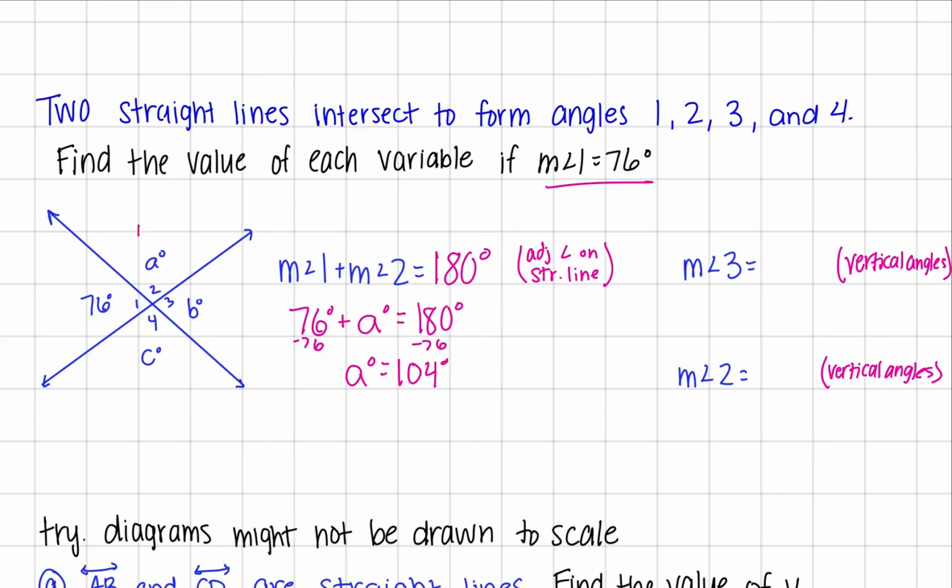Okay. Now I'm going to write this over here because if we look at our diagram, we can see vertical angles like this says. Vertical angles. Okay. So in vertical angles, what do we know about the measure of angle 3? It's going to equal the measure of angle 1. Substitute in, measure of angle 3 is B. And measure of angle 1 is 76 degrees. With vertical angles, the measure of angle 2 equals what?